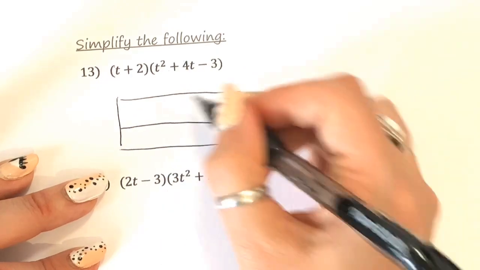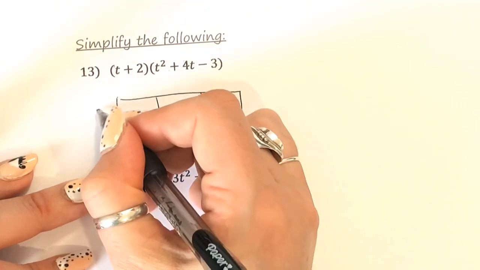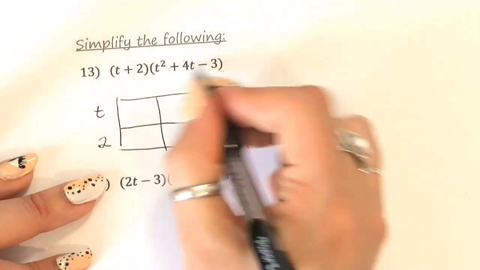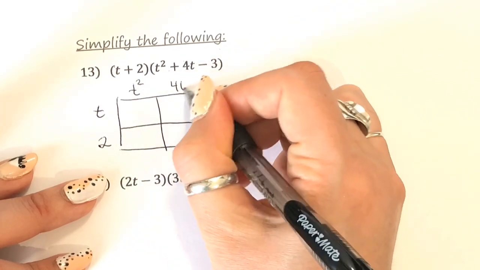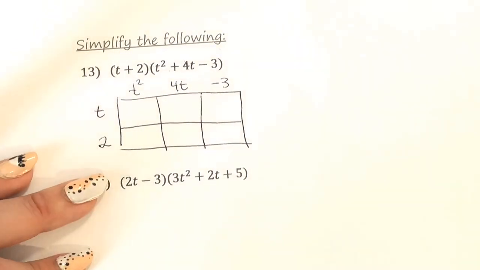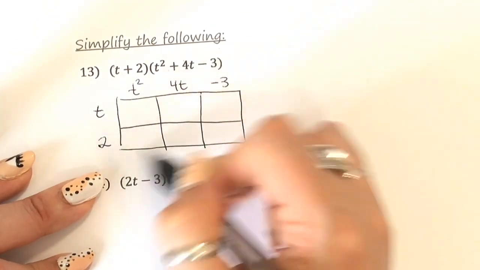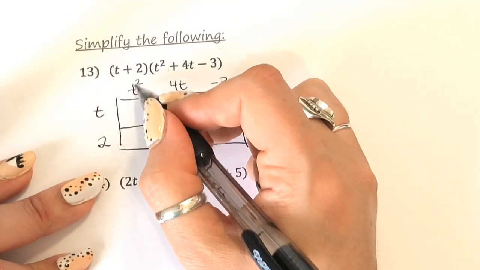So 1 line down the middle and then 2 lines this way. I'm going to do the binomial going down the side. We have t and 2. And let's do the trinomial on the top. We have t squared plus 4t, and then bring that negative 3. Bring the minus with. I think it's just going to be easier to keep everything organized when you have the box, when there's so many terms here. But we're just going to multiply again.